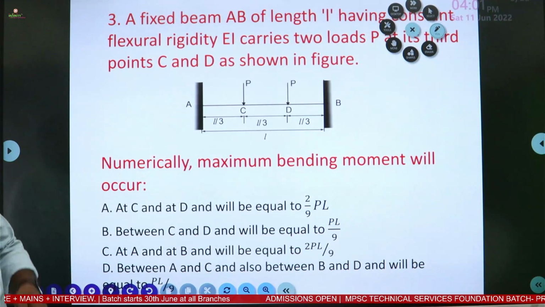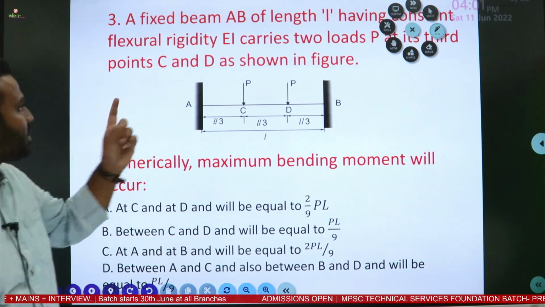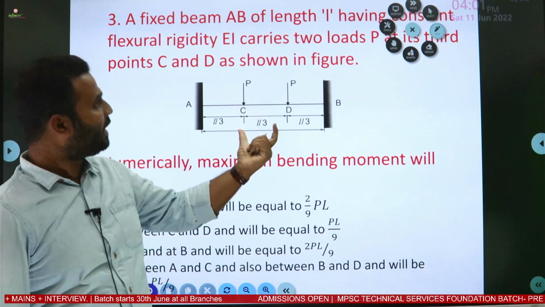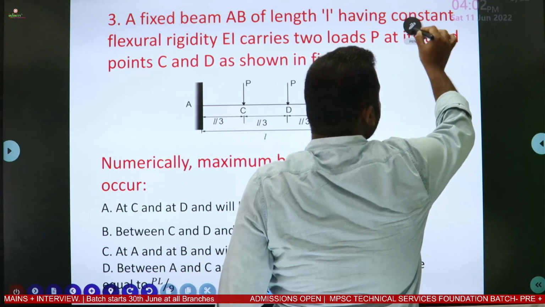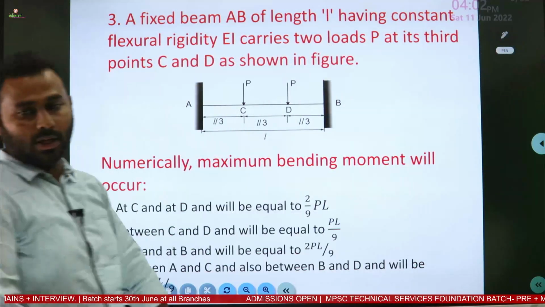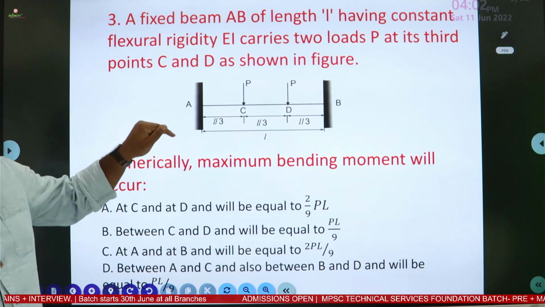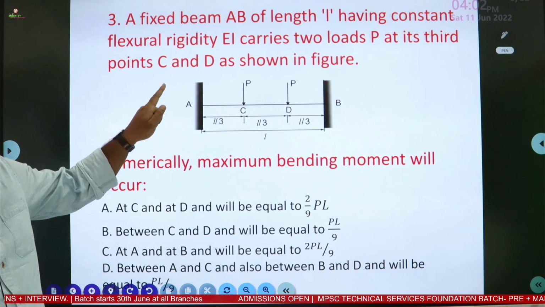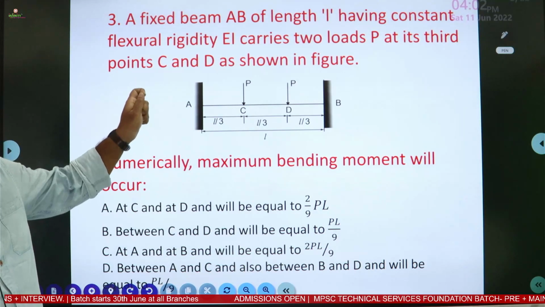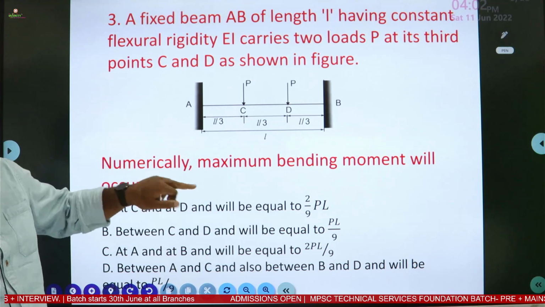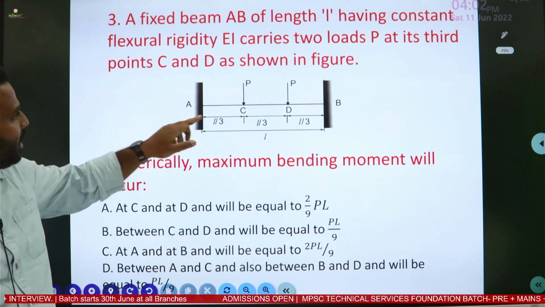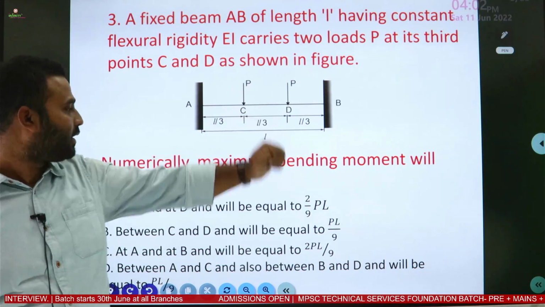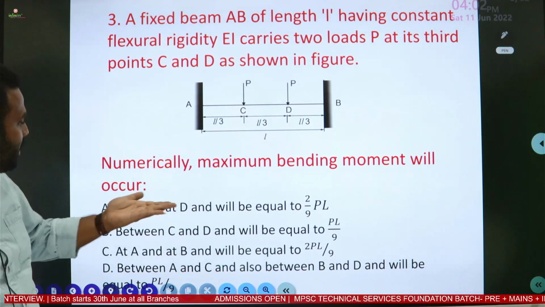So next one, you see, fixed beam AB of a length L having constant flexural rigidity EI carries two loads P at its one-third points, at points C and D, as shown in the figure. Numerically, maximum bending moment will occur.